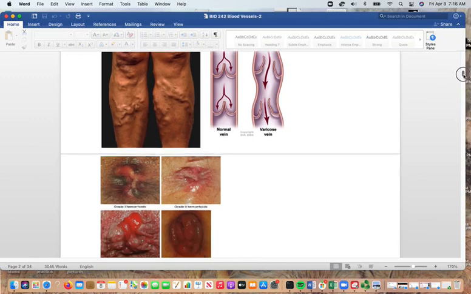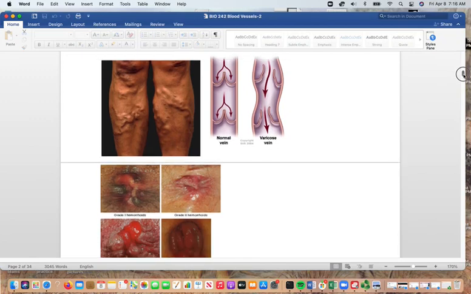So here we have some varicose veins. Where you commonly see them on people is in the legs. They do occur other places, but you're more likely to walk around with your legs exposed than some of these other areas where you can have varicosities.